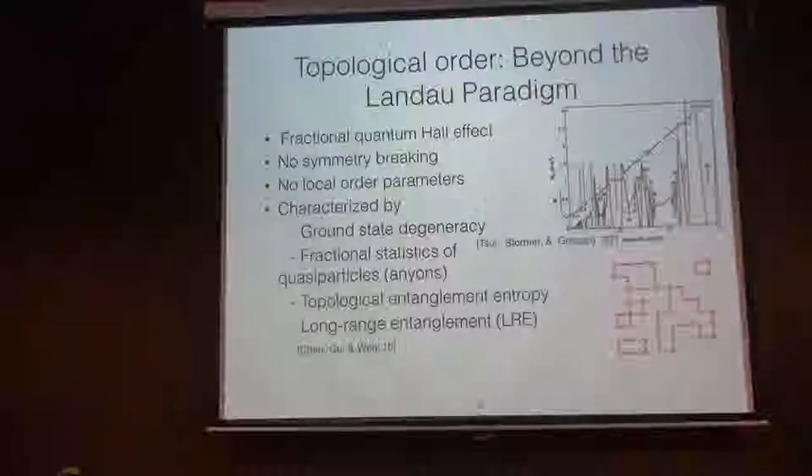And it's robust against any small perturbation, so they call it topological order. Then the topological order has several amazing properties, such as it can be characterized by the ground state degeneracy on the torus, it has a fractional statistic of the quasi-particle, and it can be detected by the topological entanglement entropy. Then the well-known example is the two-dimensional toric code model.